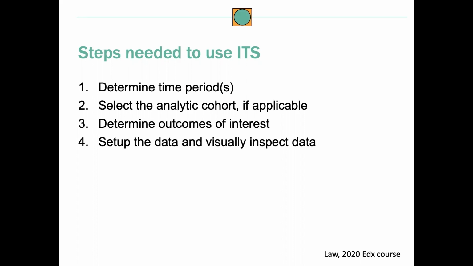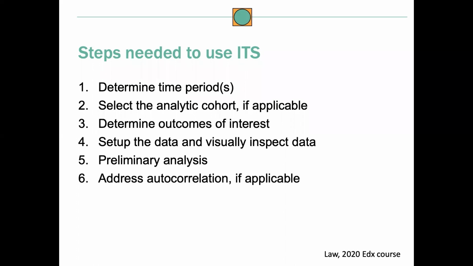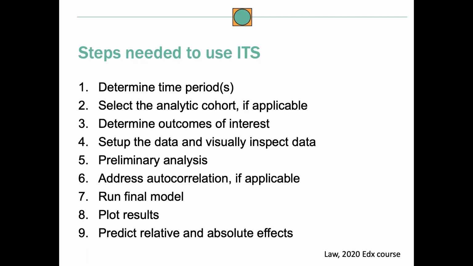Next, we want to visually inspect our data, looking for wild points, linear trends, and any other data quality issues. You want to perform your preliminary analysis and check for autocorrelation. You want to run your final model, plot your results, and predict the relative and absolute effects.